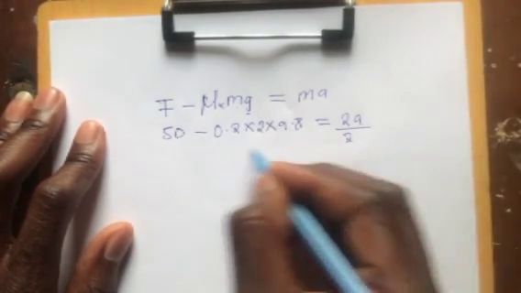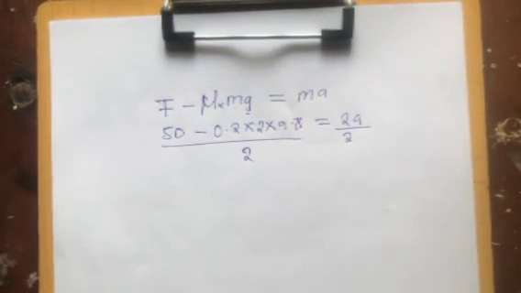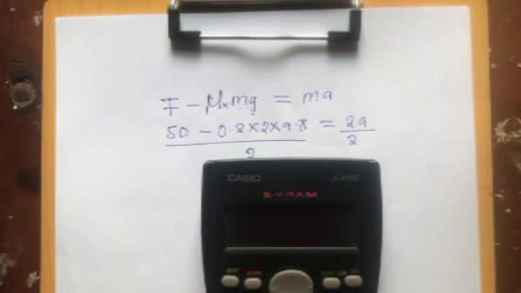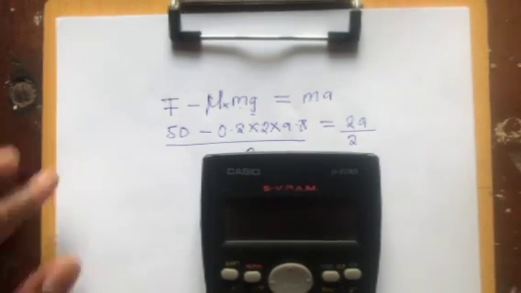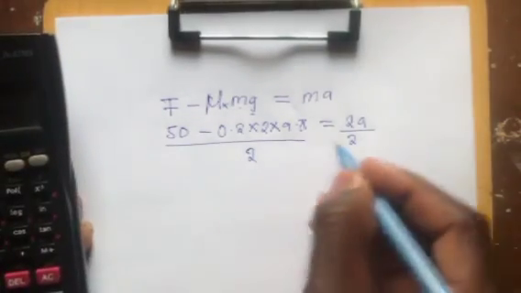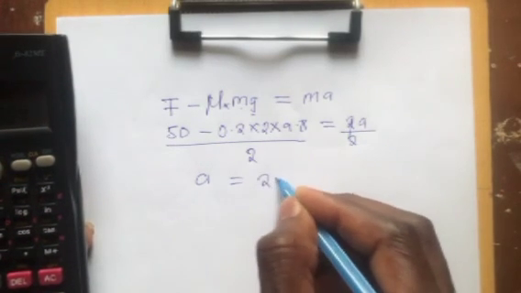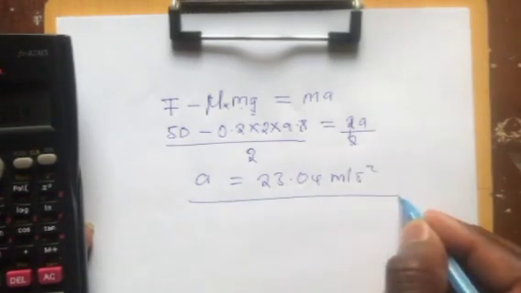You divide. What answer are you going to get if you calculate in that same case? So we have 50 minus, open bracket, 2 multiplied by 0.2 multiplied by 9.8, close. So I'll get that. Now divide this by 2. So we have an acceleration. You cancel this. The acceleration in this case is 23.04 meters per second squared.